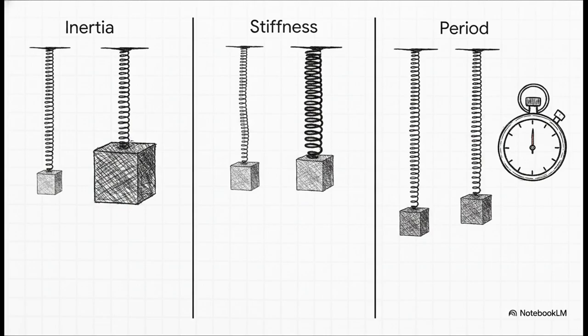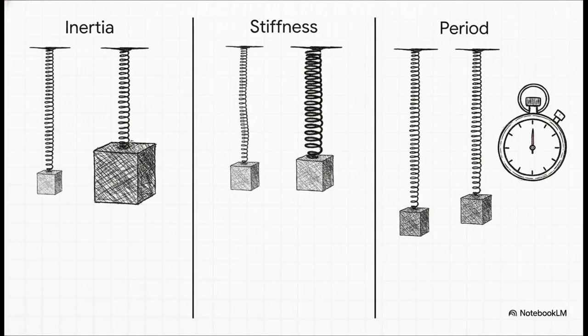Now, the heavier the mass, the more inertia it has, right? That means it takes longer for those forces to actually get the mass moving, which stretches out the time of a full cycle, what we call the period. On the flip side, a stiffer spring snaps back more quickly, which increases its natural frequency.